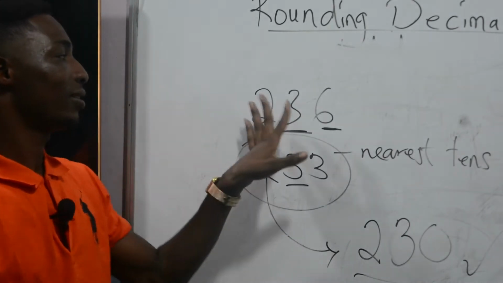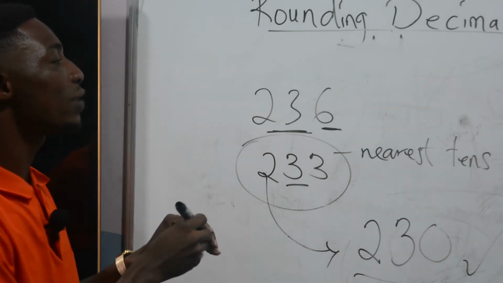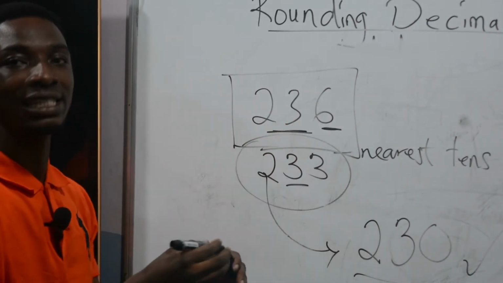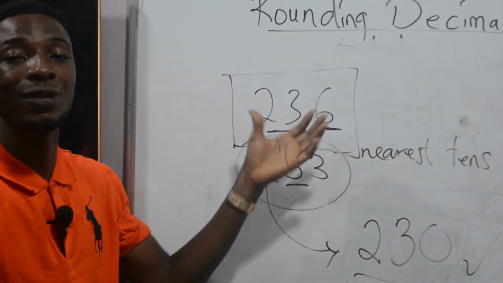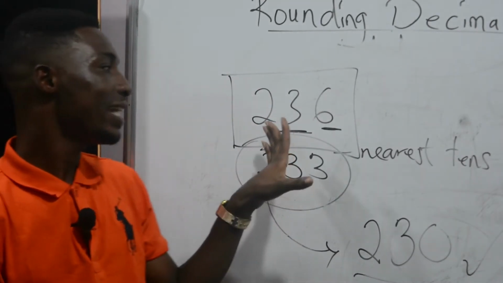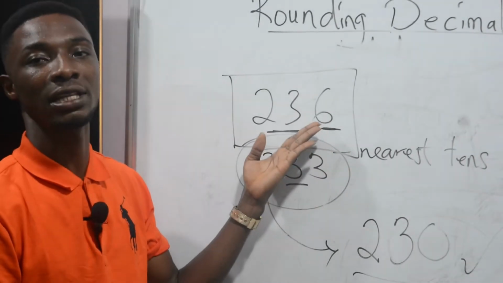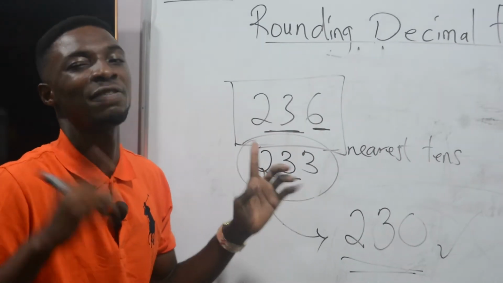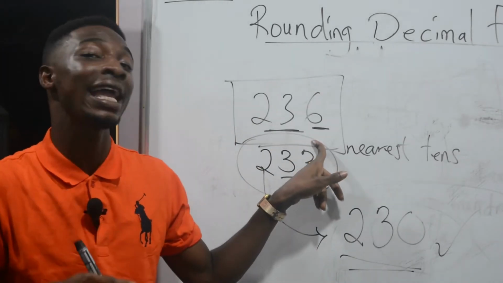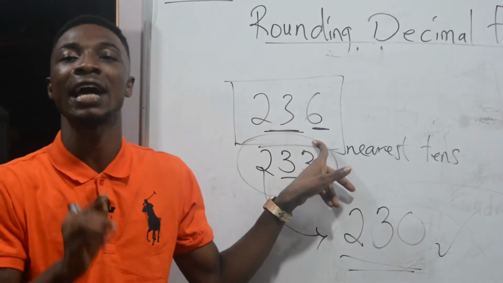Now let's come here. The number 236. If we take the number 236, we are interested in the 3 because we are rounding it to the nearest tens. So we are interested in the 3, but we come to the number just after it. The key word is just after it. The number just after it is 6, and it is occupying the ones position. You can see that the 6 is more than 4.